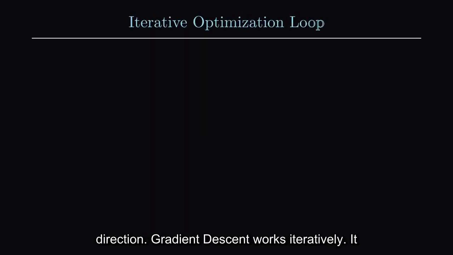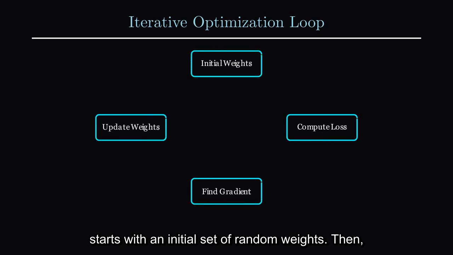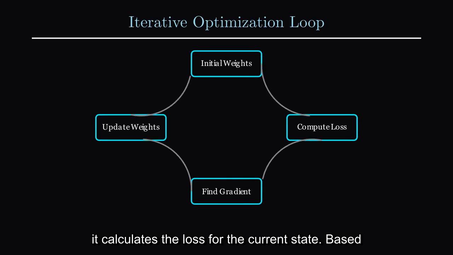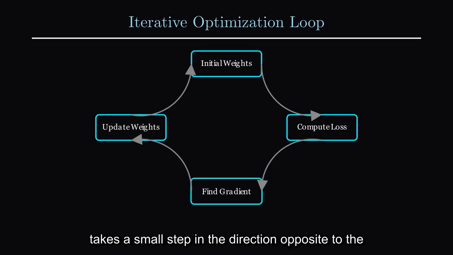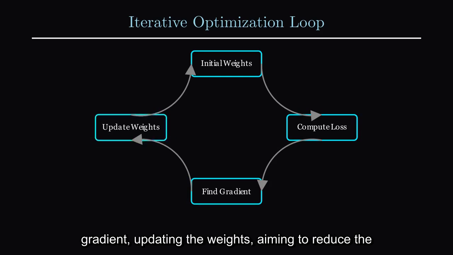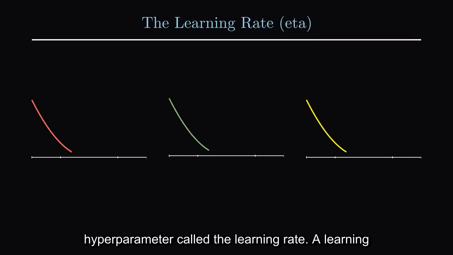Gradient descent works iteratively. It starts with an initial set of random weights. Then, it calculates the loss for the current state. Based on this loss, it computes the gradient. Finally, it takes a small step in the direction opposite to the gradient, updating the weights, aiming to reduce the loss. This small step is governed by a hyperparameter called the learning rate.